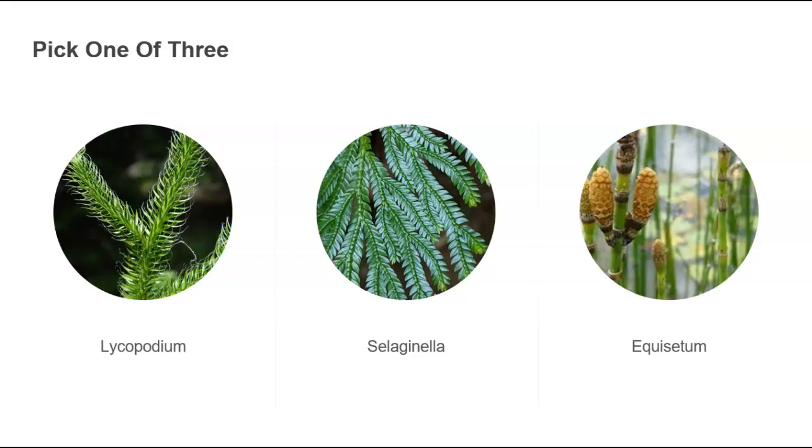In your lab manual, it states that you're supposed to pick one of these slides of these plants and look at them under the microscope and draw them. Again, you don't need to look at every single one of them. They ask you to pick one of them. So you could pick Lycopodium, Selaginella, or you could pick Equisetum.